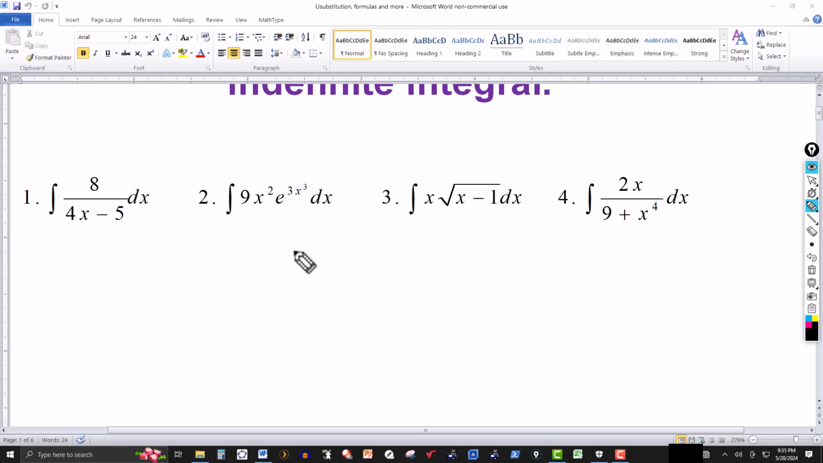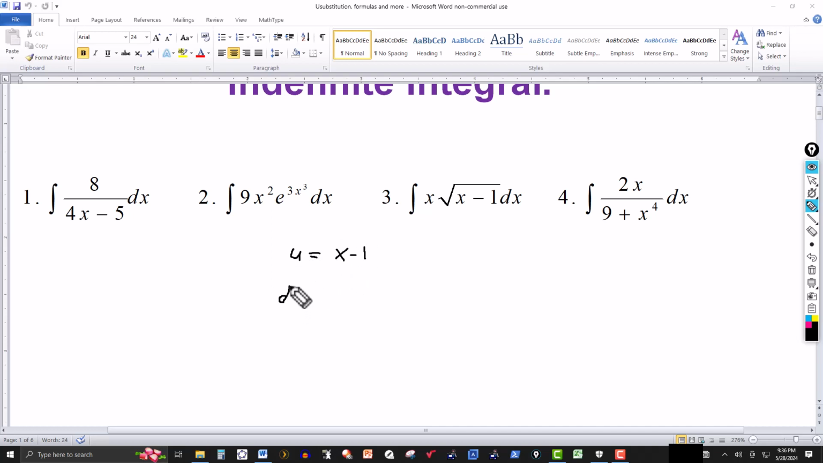Now for this one here, number 3, we can let u equal the square root of x minus 1. That will probably work. Or I could let u equal x minus 1. And I think I like that one better, even though the other one would also work. U equal to the square root of this would work. What you'd have to do is square both sides to eliminate the radical. So I'm going to leave it this way.